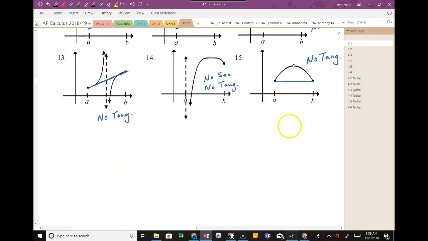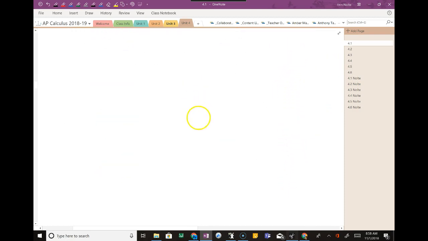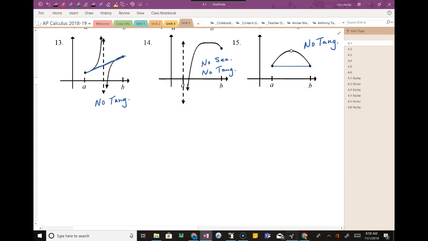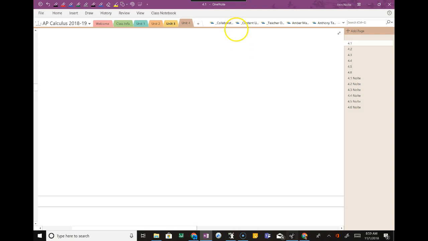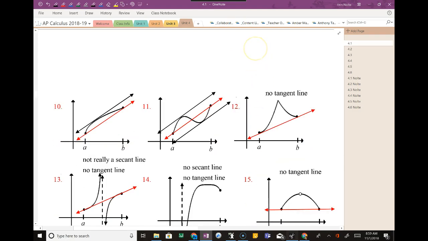Should I say that one more time? Yeah, one more, please. Okay, so it has to be differentiable through the entire interval for the tangent line to exist. Okay, so the whole interval between A and B, including A and including B, right? Has to have endpoints.